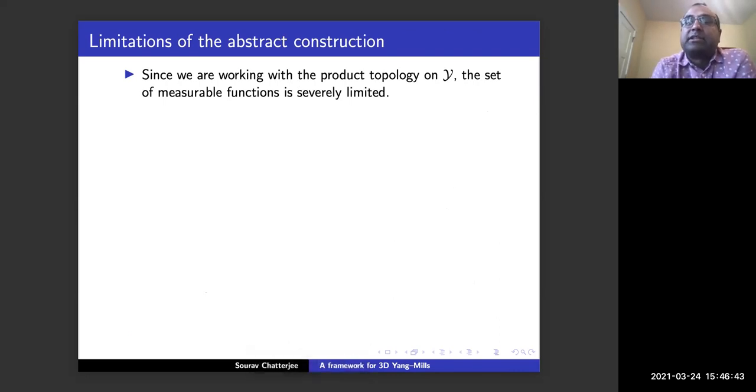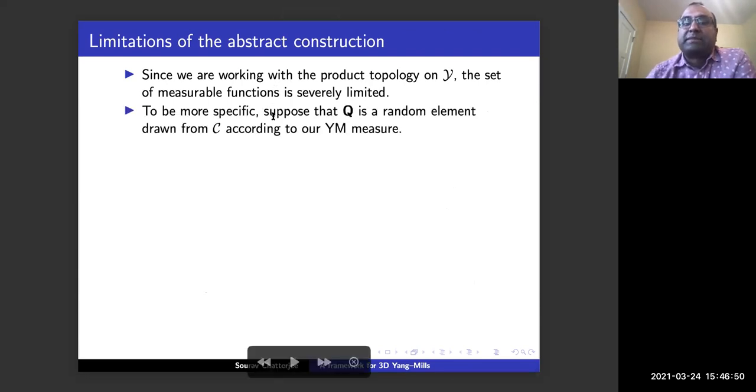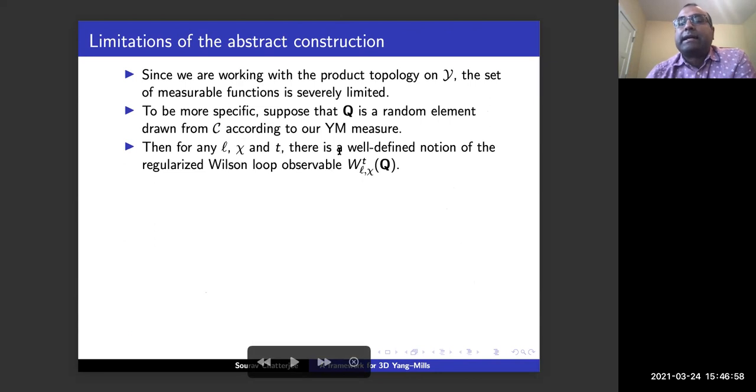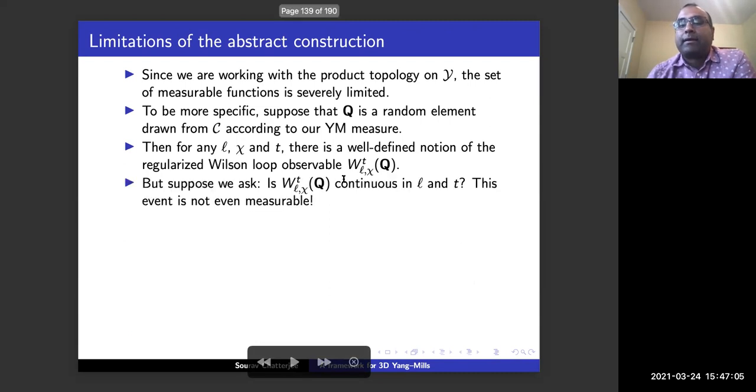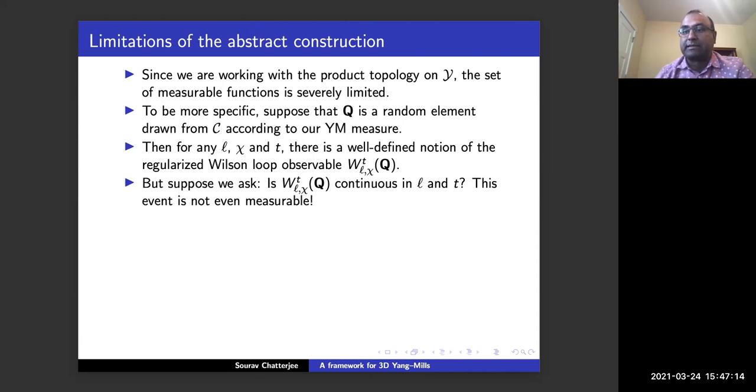So there are some limitations. Since you're working with this product topology, the set of measurable functions is severely limited. To be more specific, suppose that Q is a random element from this script C, our compactification, that is drawn according to our Yang-Mills measure. Then for any L, chi, and T, there's a well-defined notion of the regularized Wilson observable. So this random variable is well-defined. But suppose we ask, is this continuous in this loop and in time? Suppose you vary the loop a little, is it continuous? This event is not even measurable with respect to this sigma algebra.